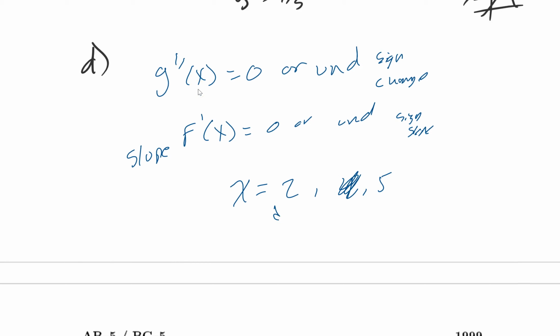And your reasoning: the slope goes from positive to negative here, and here the slope goes from negative to positive. There you go, that one's done. Let's do this next one.